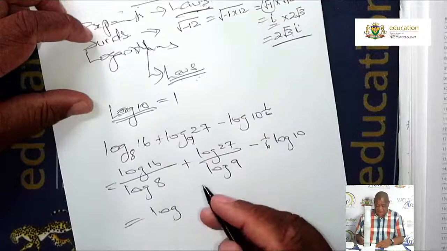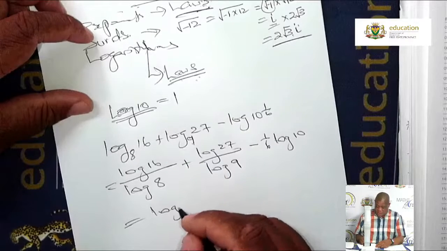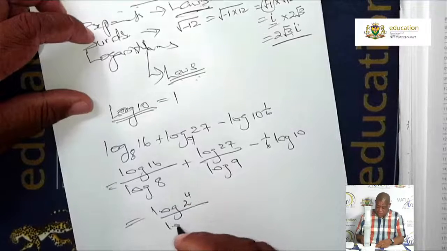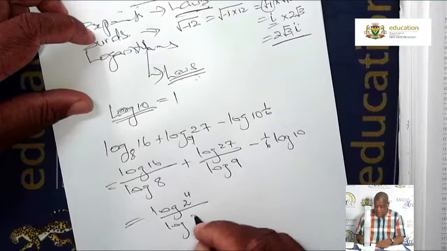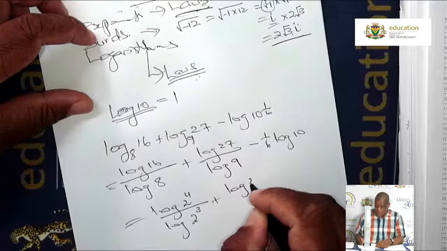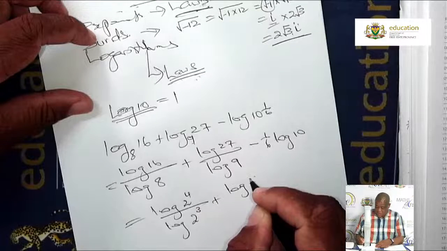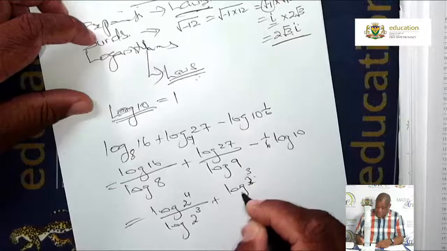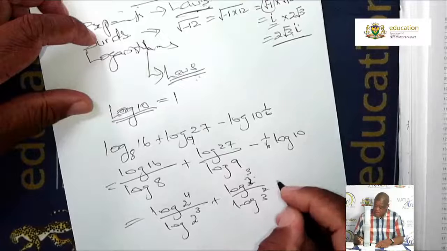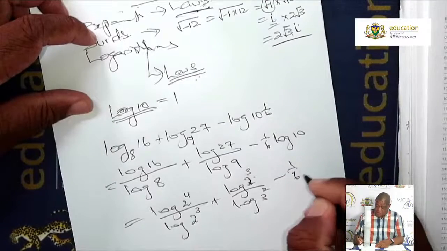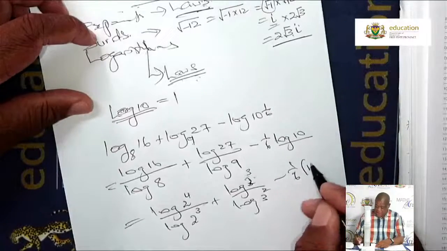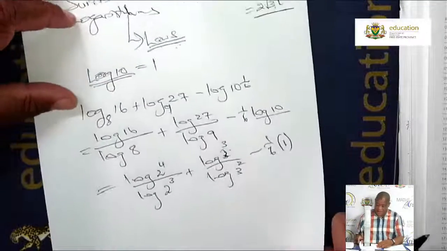And then from there, you have to change this one, and the 16 can be written as 2 to the power 4. If you implement that, let me have it as log of 2 to the power 4 over log of 2 to the power 3, plus log of 3 to the power 3 over log of 3 squared, minus 1 over 6. Now log 10, like I talked of, is 1. In the place of log 10, we can put 1.